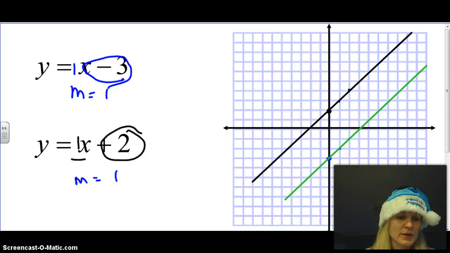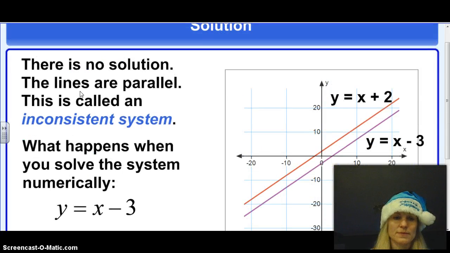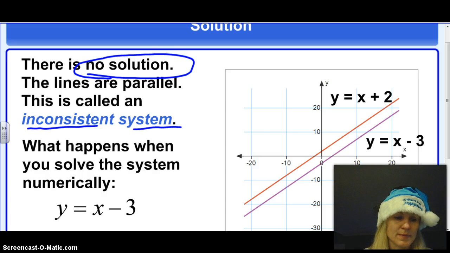So because these are parallel lines in this system of equations, there is no solution. Okay, so parallel lines have no solution because they don't ever cross in a point that they can share. Therefore, it's called an inconsistent system, because they are parallel lines.